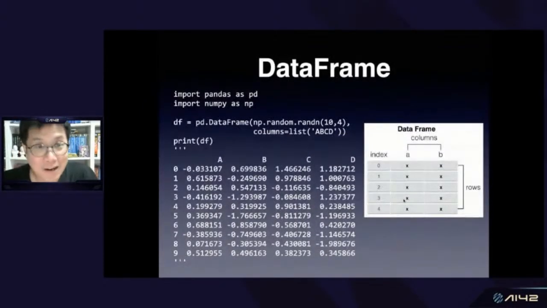Now, here is one example of a Pandas data frame. Let's take a look at the code. Imagine that I have the following code. I am going to create a list of random numbers, 10 rows by 4 columns, and all these numbers are normally distributed.